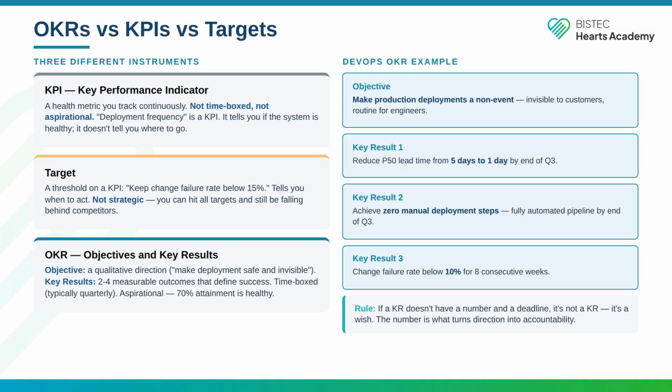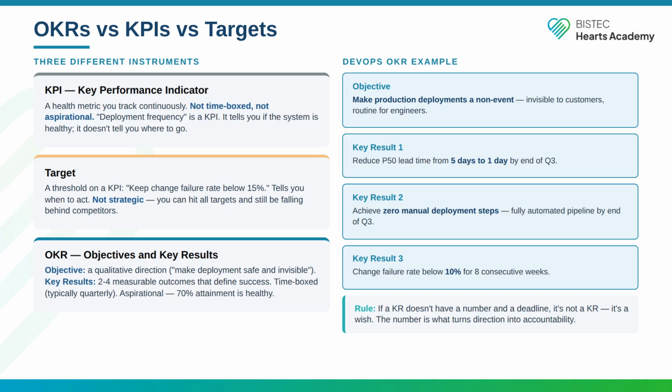OKRs, objectives and key results, are different in kind. An objective is a qualitative direction. Become the fastest shipping team in the product organization. Key results are measurable milestones that demonstrate you moved in that direction. Reduce median lead time from 5 days to 1 day by end of Q3. OKRs are aspirational and time-bounded.